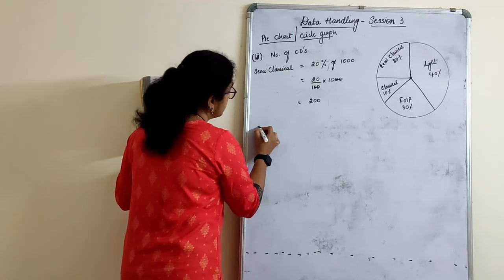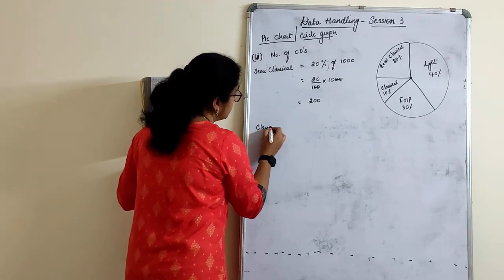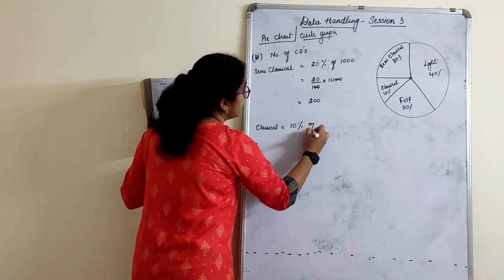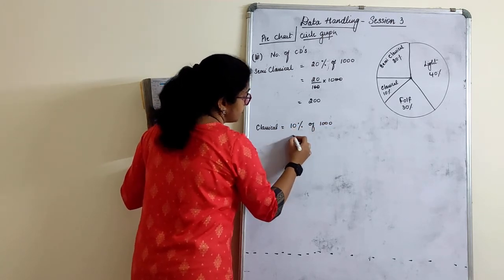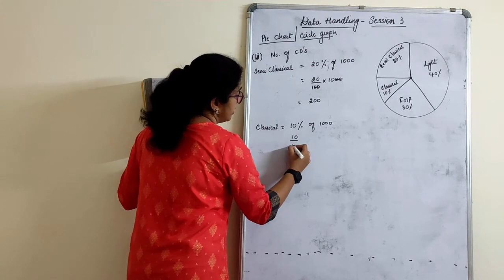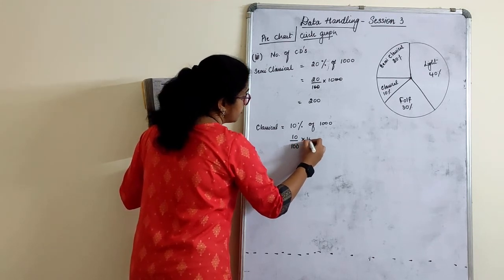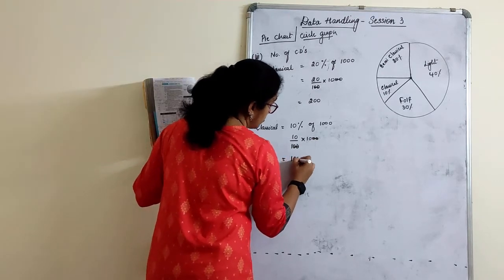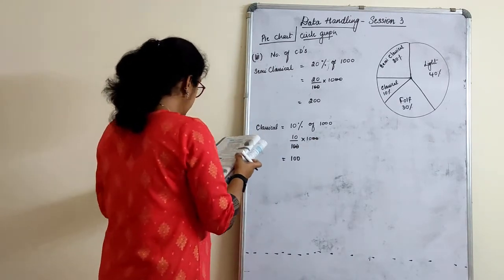Next is what? Classical. 10% of 1000. 10 by 100 into 1000. So there will be 100 classical CDs done.